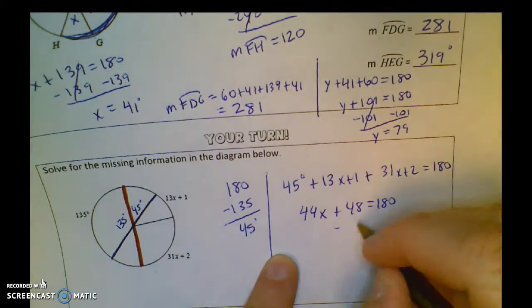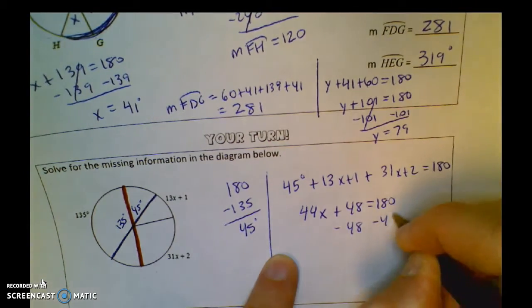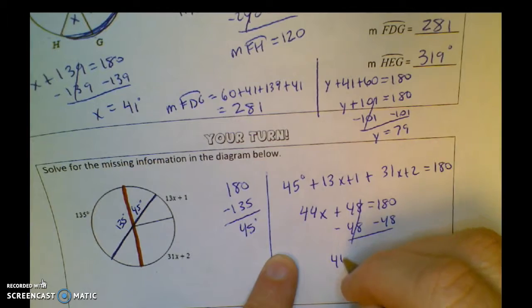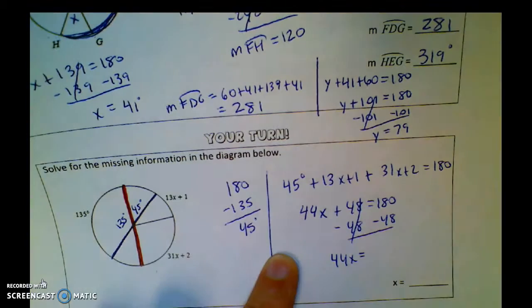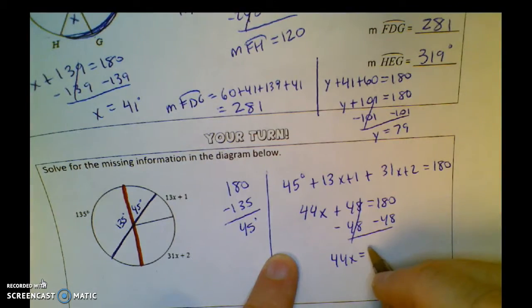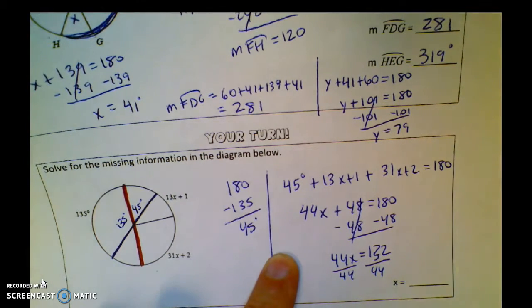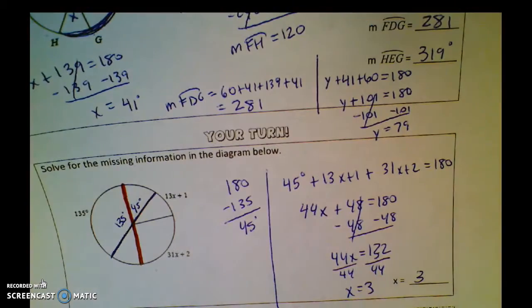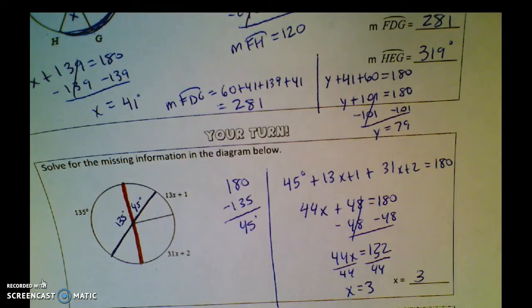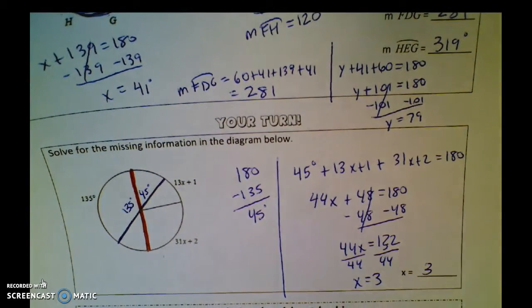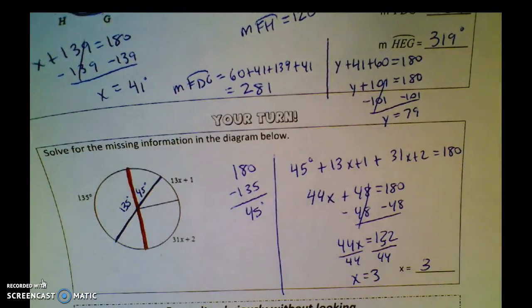Subtract 48 on both sides. 44x equals 132. And dividing by 44, x equals 3. So again, using the relationships that we've learned from first semester and then combining our knowledge that we learned today, you can solve for missing values using a diagram in a circle.